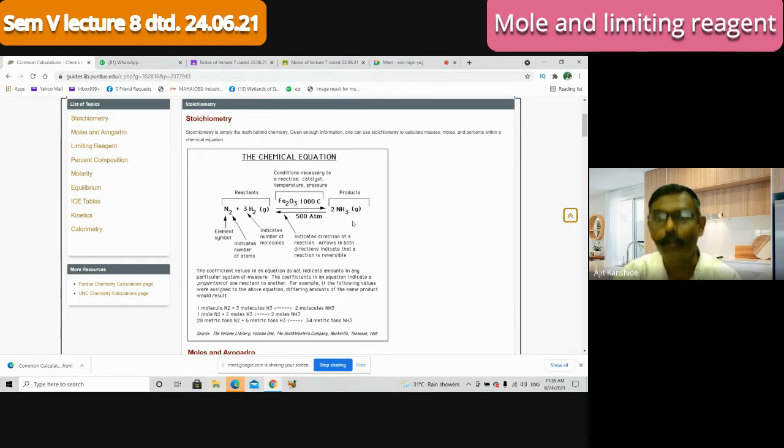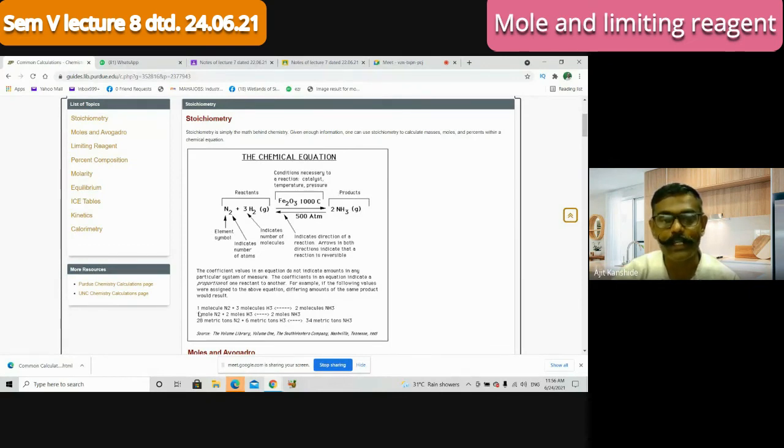But from the chemistry point of view, what does this reaction say? 1 mole of nitrogen means 14 gram of nitrogen. 3 moles of hydrogen means 6 gram of hydrogen. If they combine, at equilibrium they will produce 34 gram of ammonia. It is the understanding of our chemical reaction.